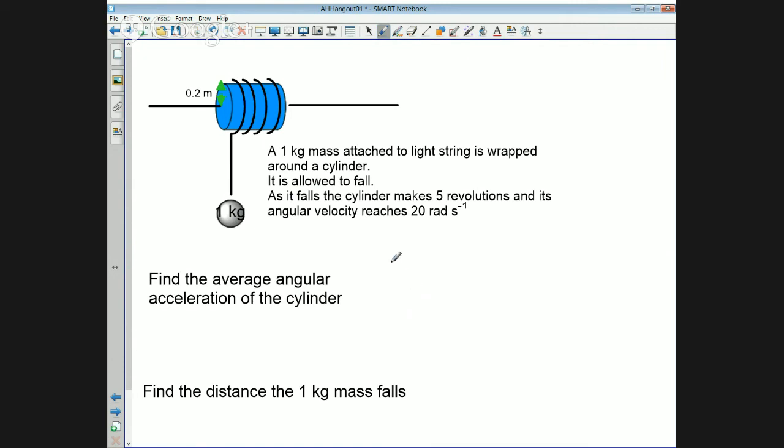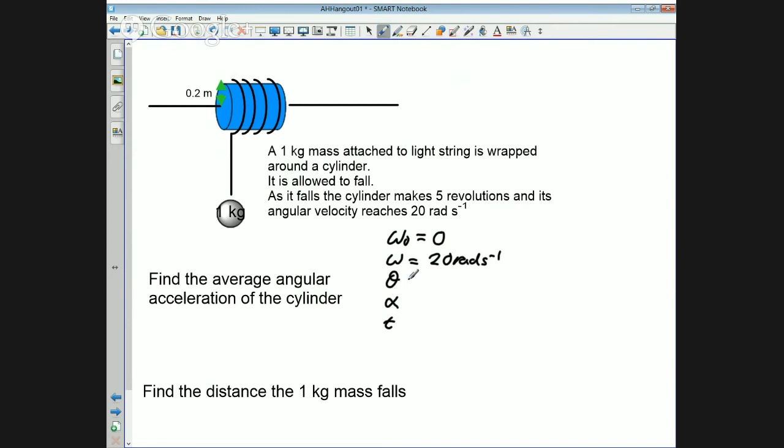So always rely on your SUVAT equivalent of rotational motion. We start off with the initial angular velocity, the final angular velocity, the angular displacement, the angular acceleration, and the time taken. In this particular case, just fill in everything you know. We know it's going to go from rest, 0. We know the final angular velocity is going to be 20 radians per second.